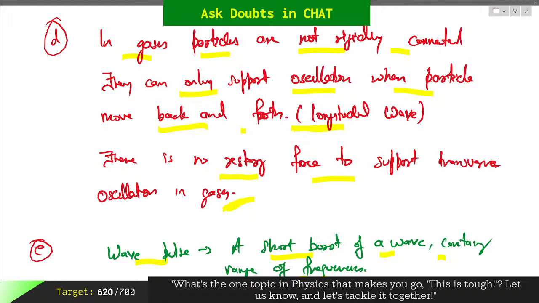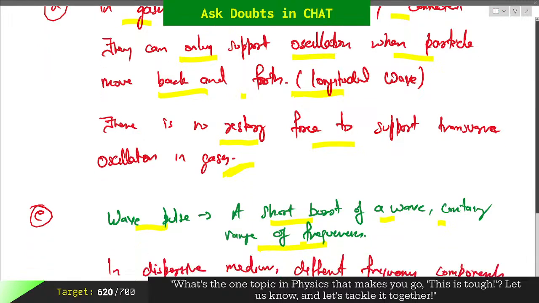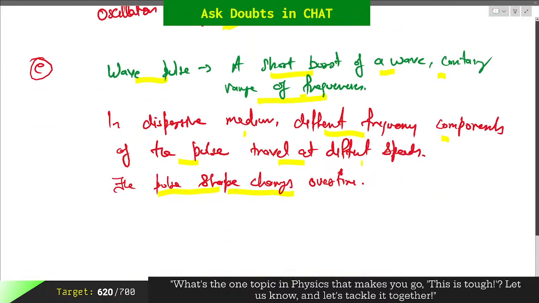Now the fifth question is, why does the shape of a pulse get distorted during propagation in dispersive media? So let us first know what a dispersive medium is. A dispersive medium is a medium where the wave speed depends on the frequency of the wave.